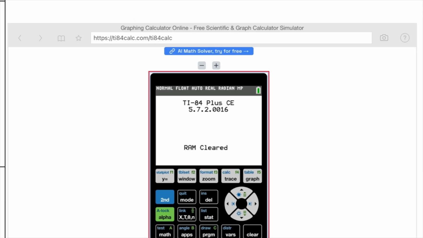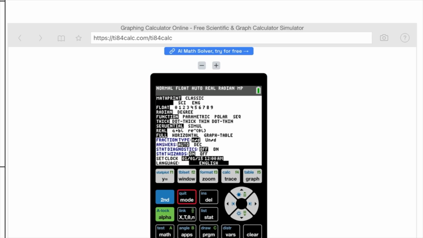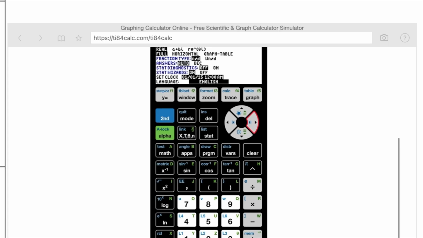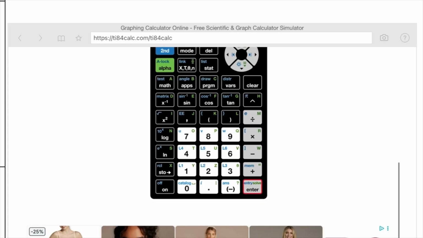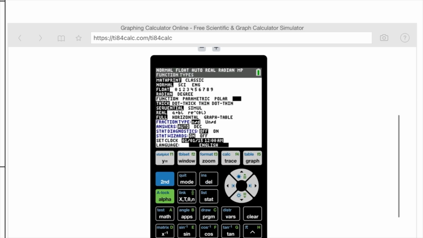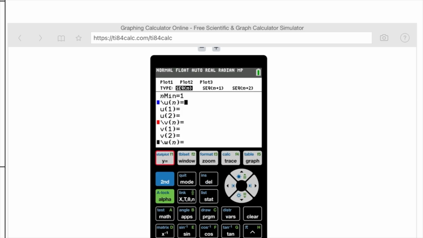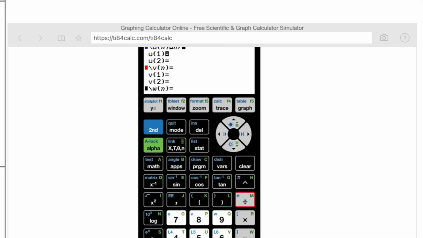First, we should be in sequence mode. So go ahead, change the mode, choose sequence, and go to y equals. Notice we have a different setup. The function that we are going to graph will be n divided by n plus 1.